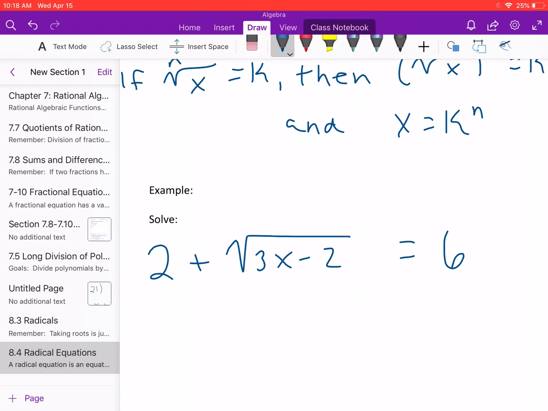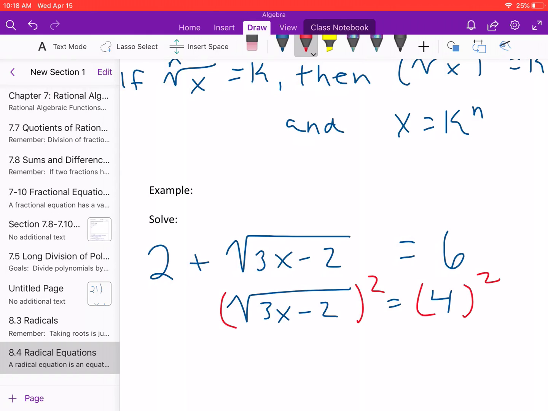Let's look at our first example. If we're asked to solve 2 plus the square root of 3x minus 2 equals 6, the first thing we want to do is isolate our radical. So we're going to be left with the square root of 3x minus 2 equals 4. Now that our radical has been isolated, we're going to square both sides of the equation, and it's important to make sure everything on both sides is taken to the same power. So then we're left with 3x minus 2 equals 16.